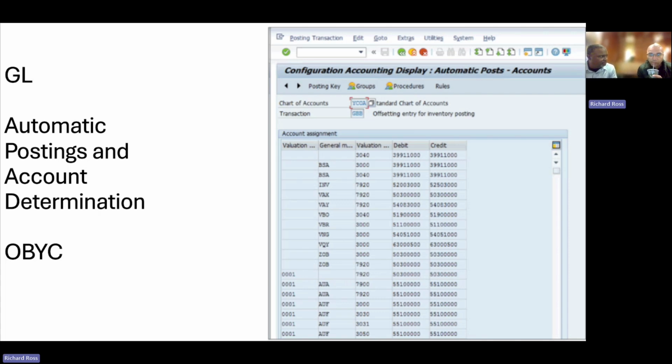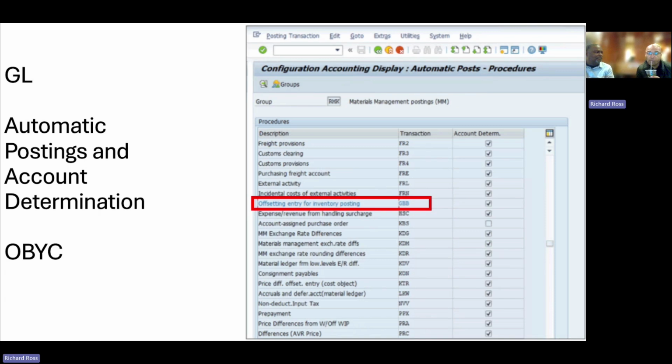In this section, you'll see GBB and all that. You start seeing them. The GBB is at a higher level, one level higher. There's a bunch of other ones at the same level as GBB. So GBB is only one. This is only talking about GBB, but there's another 20. GBB is the offset to the inventory posting, and the offset to the inventory posting is all these other ones.